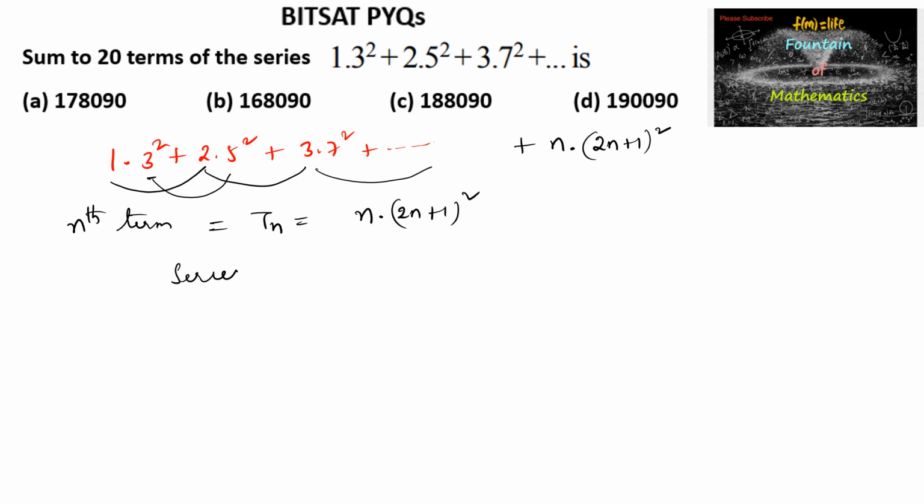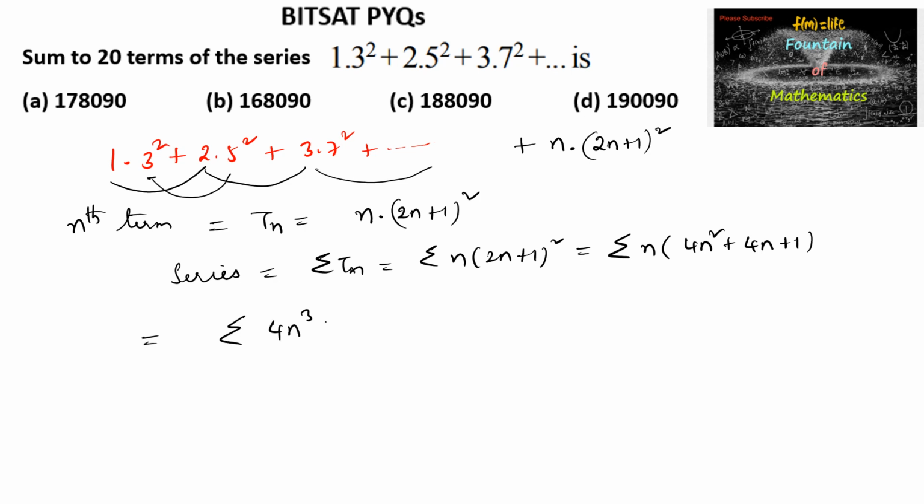Therefore, the series can be given by summation of Tn, which is summation of n into (2n plus 1) whole square. On simplifying, we can write summation of n times (4n square plus 4n plus 1), or summation of 4n cube plus 4n square plus n, which can be written as summation of 4n cube plus summation of 4n square plus summation of n.